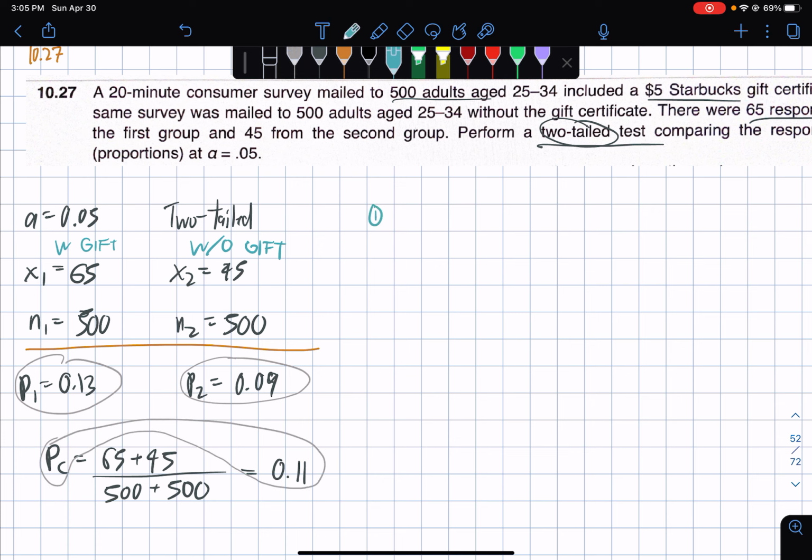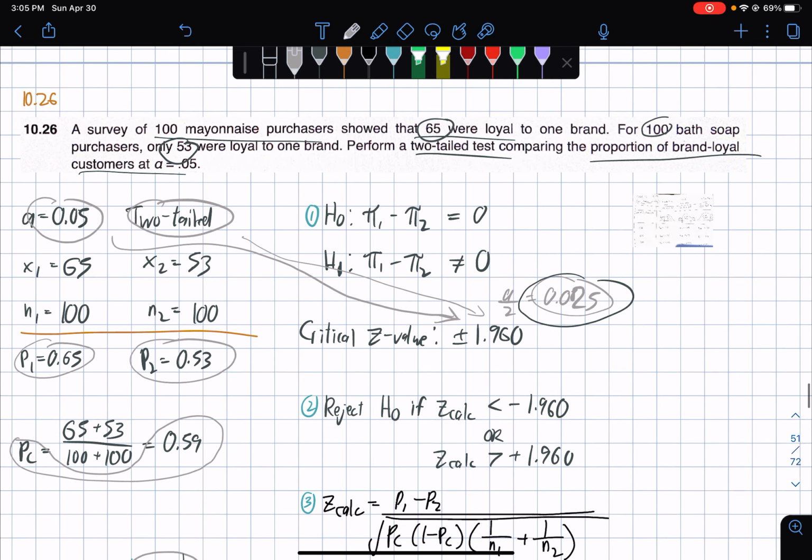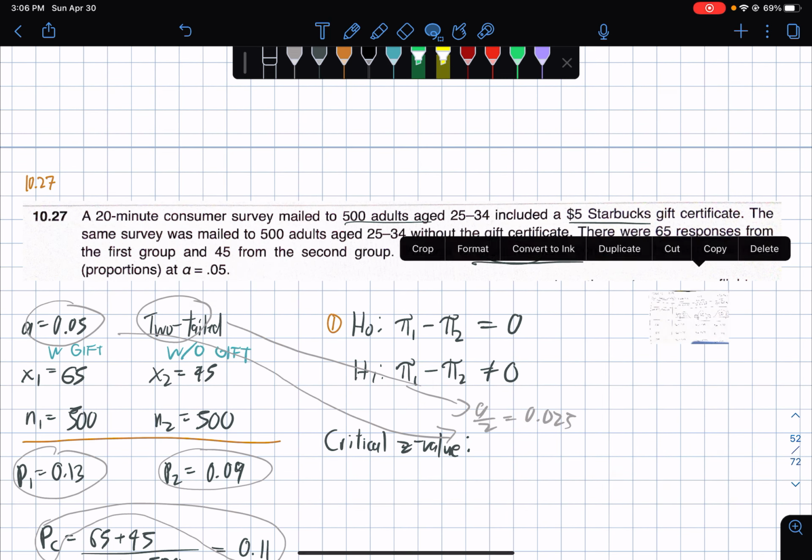Now, for step 1, hypothesis, so H0 and H1, pi 1 minus pi 2. This is a two-tailed test, so it's an equal sign. For the alternative hypothesis, pi 1 minus pi 2 is not equal to 0. Critical z value is what? We have 0.05, and it's a two-tailed test, so alpha over 2 is 0.025. I think we have the same thing. Yeah, it's the same as 10.26. We have plus minus 1.960.